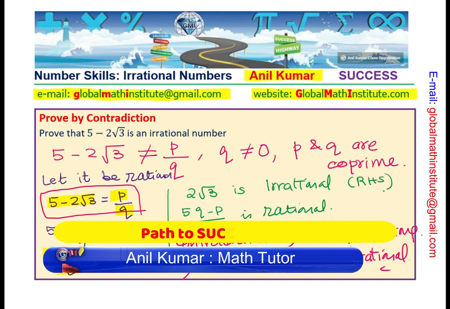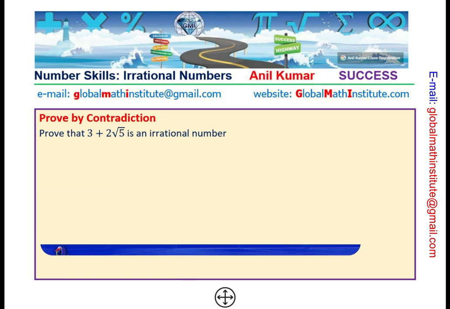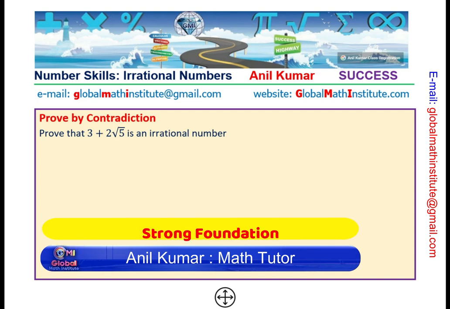Following this strategy, here is a question for you. You need to prove that 3 plus 2 square root 5 is an irrational number. Perfect.